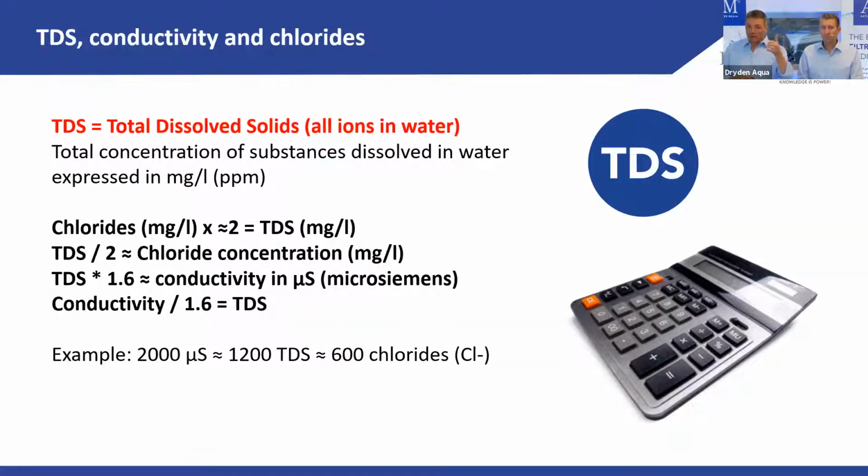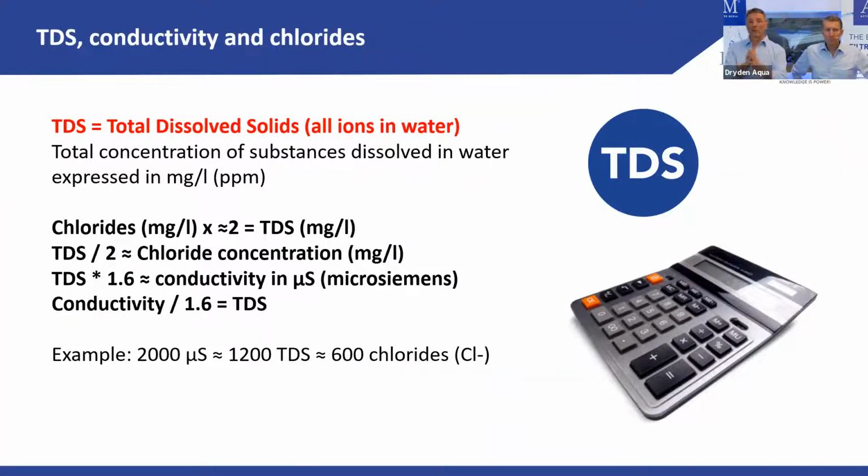For example, the manual conductivity meter that we give already makes this calculation. It measures conductivity divided by 1.6. So it will measure, for example, 2000 microsiemens of conductivity, but on the reader it will tell you you have 1200 TDS. And the 1200 TDS is also approximately this: if you divide it by 2, you have your chlorides. It's not 100% like this, but approximately.